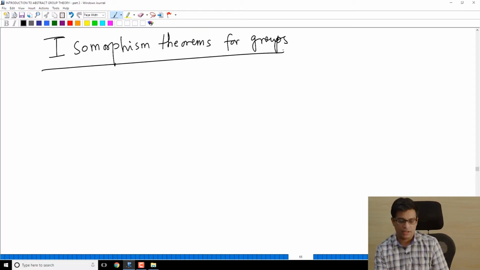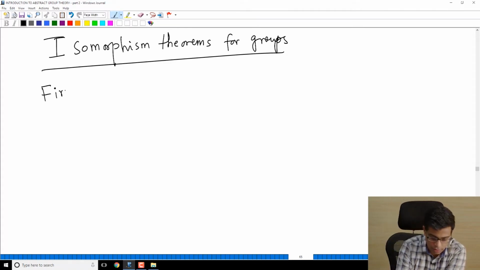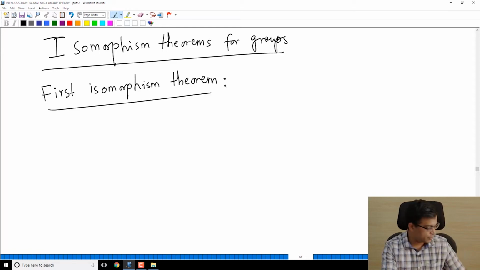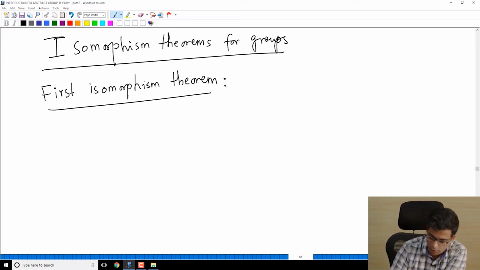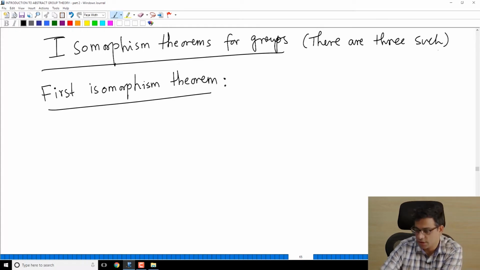So there are three such theorems. In this video I will do the first isomorphism theorem and I will illustrate it with one example, and in future videos we will do the other two isomorphism theorems. So first isomorphism theorem says the following. We will do the first today. First isomorphism theorem is the following.